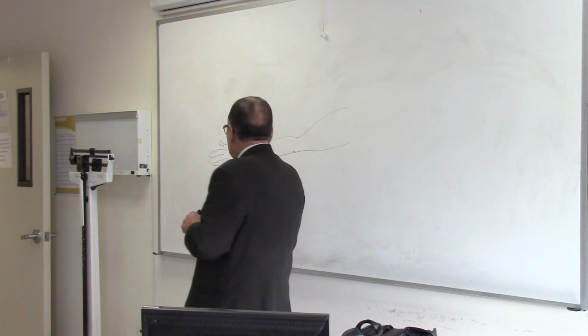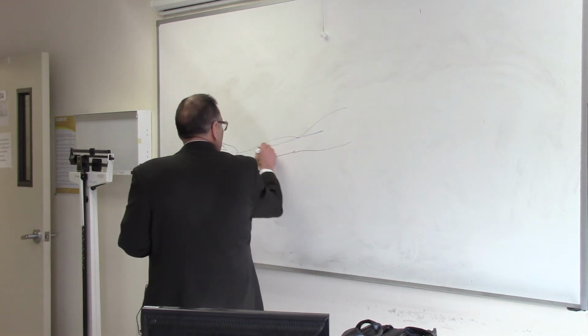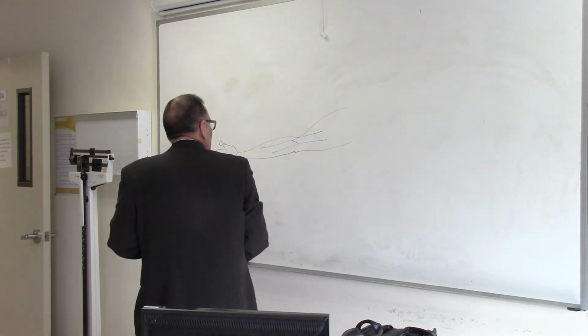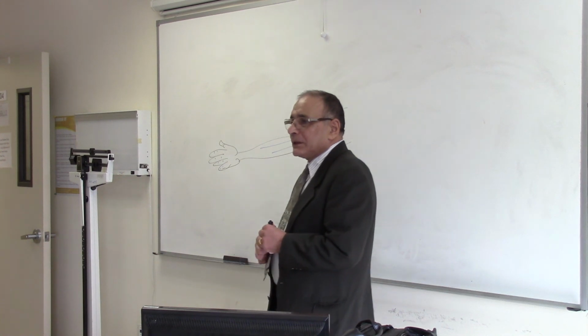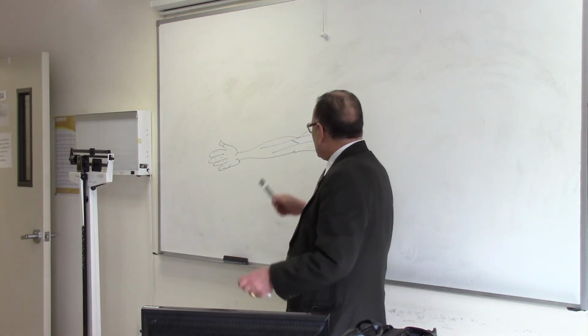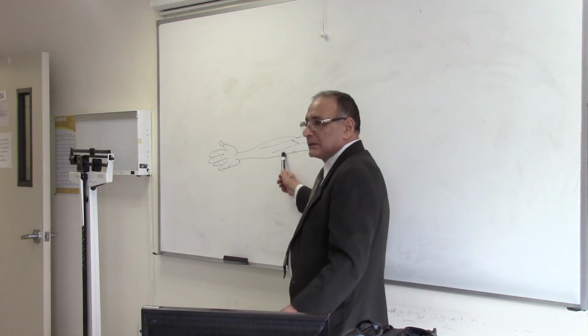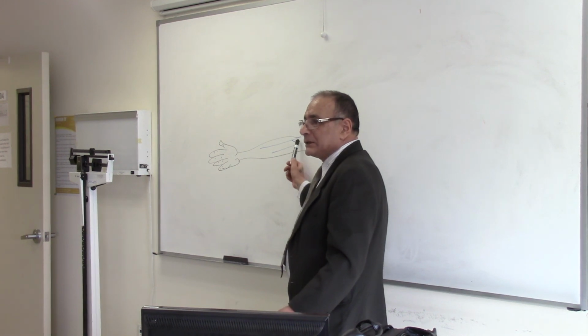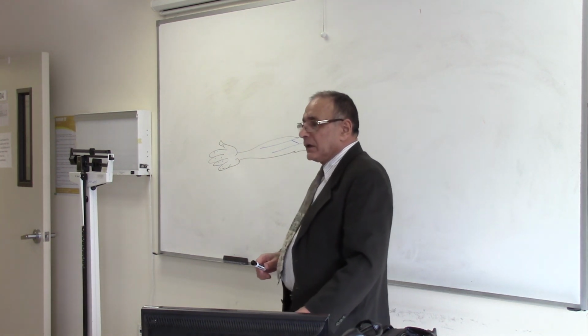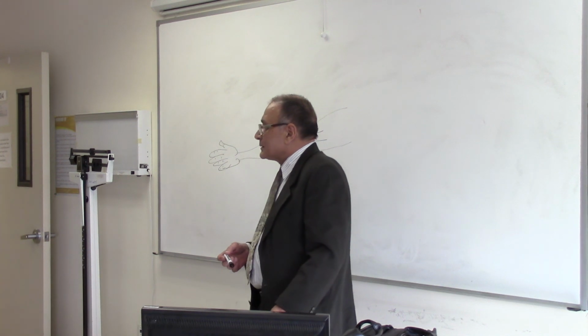As we studied here, how many veins do we have here? Can you remind me? 3. What is the name of this fossa? Antecubital fossa. Or you can say antecubital region.